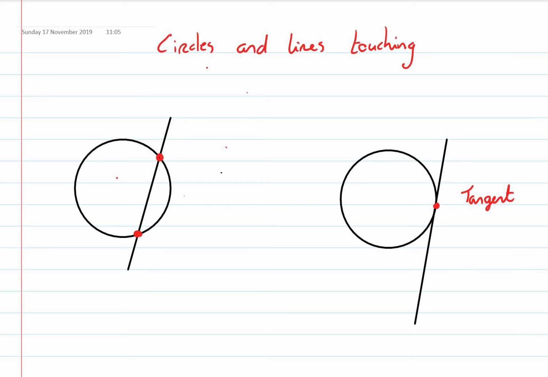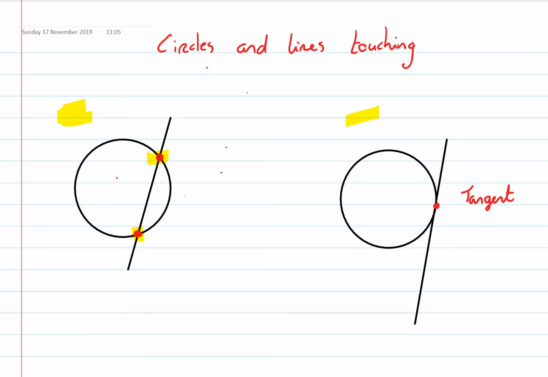In this video we're going to look at where lines and circles cross each other and touch each other. So for instance, if we look at this circle here, we have a circle and a line crossing it, and it crosses it in two places. So we would have 2 points there where it crosses.